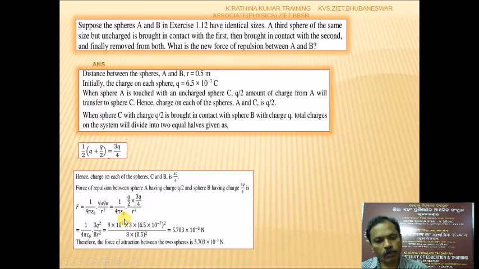This is equal to 1 by 4 pi epsilon naught into Q by 2 into 3Q by 4, divided by r square. Then on substituting and simplifying, 1 by 4 pi epsilon naught into 3Q square by 8 r square, which is equal to, separately substituting and getting the answer, 5.703 into 10 power minus 3 Newton. Therefore, the force of attraction between the two spheres is 5.703 into 10 power minus 3 Newton.